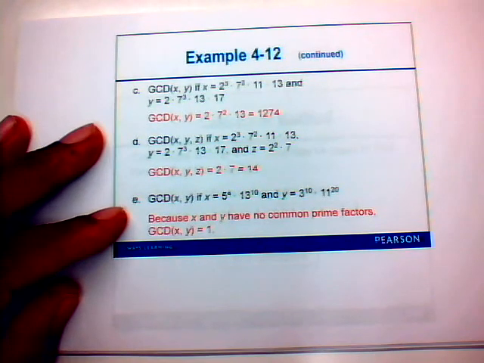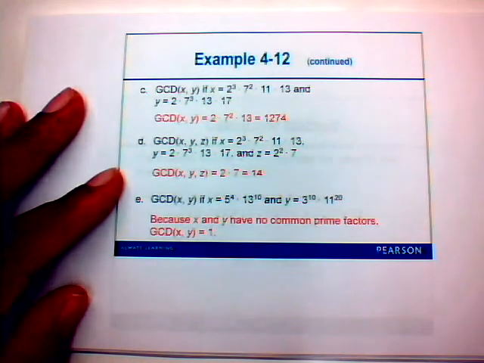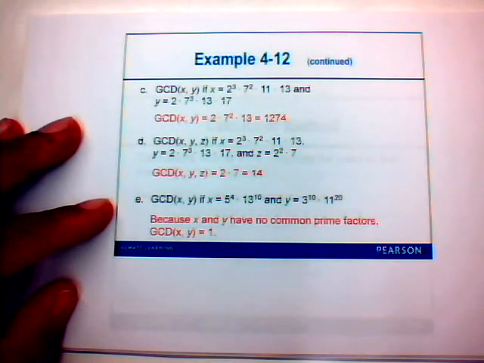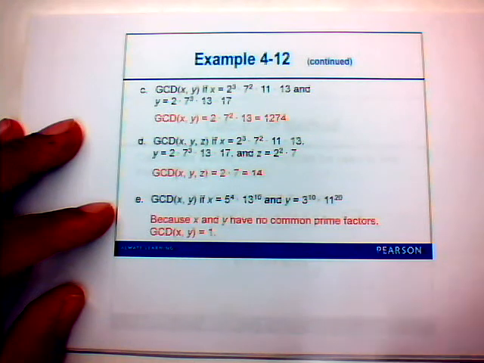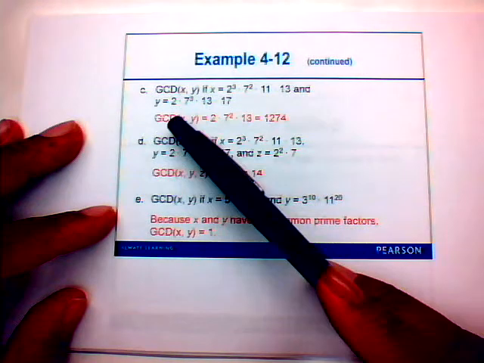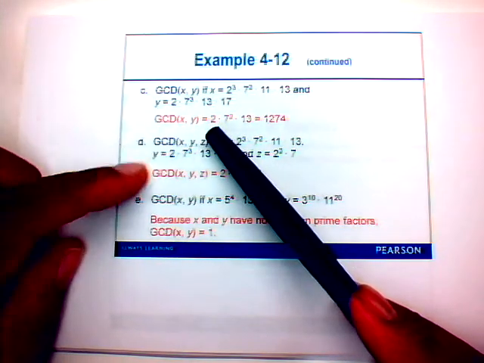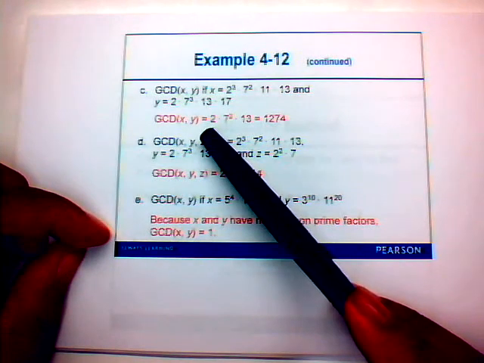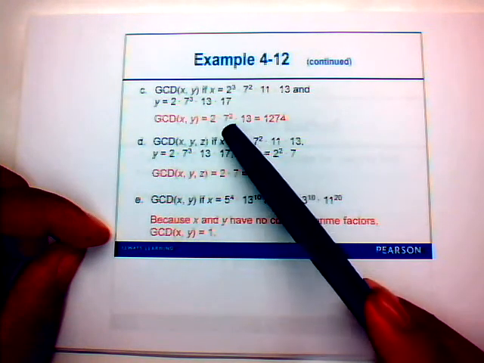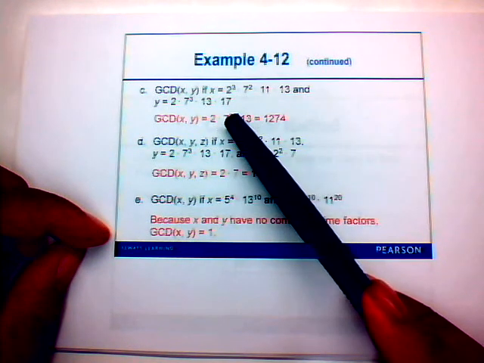Alright, part C, finding the GCD of x and y if x is 2 to the third times 7 to the second times 11 times 13, and y is equal to 2 times 7 to the third times 13 times 17. Okay, so here we're going to use the common factor with the smallest exponent. The 2 is common in both x and y, so we use that. The lowest exponent for 2 will be 2 to the 1, so we use just the 2. 7 is common in both of those, so we use 7. But we use the lowest exponent for 7, which is 2, so that's 7 to the second.